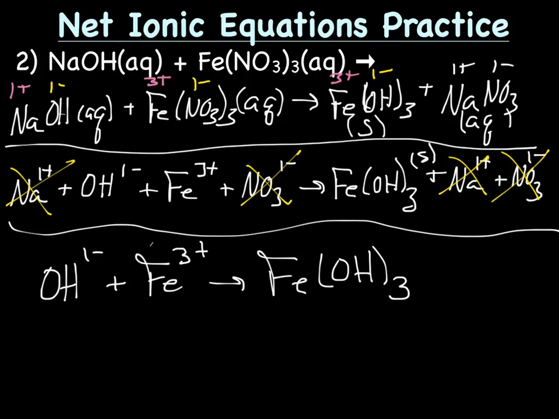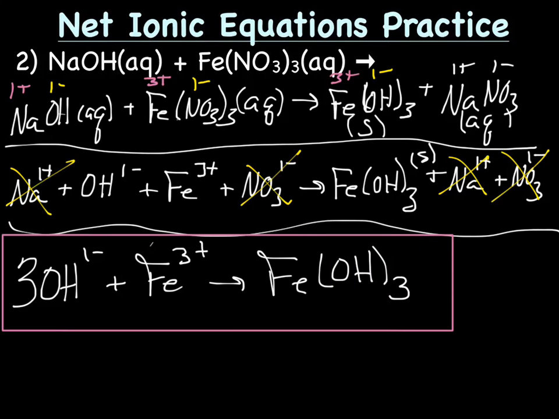The other way you can do it is look at the charges on the reactant side. The charges need to be neutral, even though they're not hooked up. So I have 1 OH, 1 negative, and 3 positives. So to fix that, we need to put a 3 here. Okay, either way, you get the same answer. So that is the final answer for the net ionic equation.